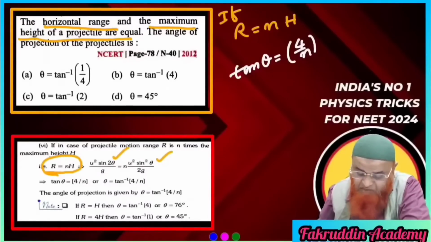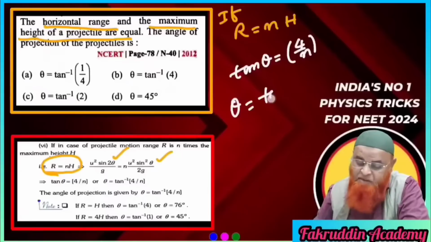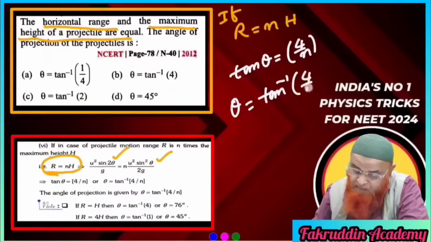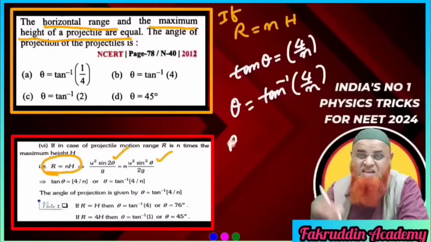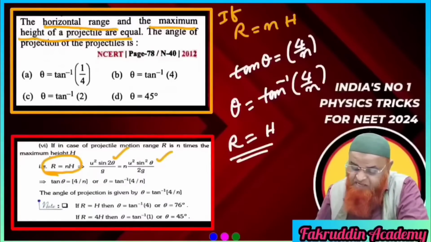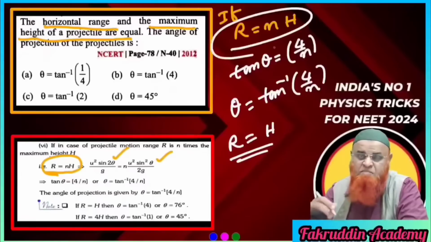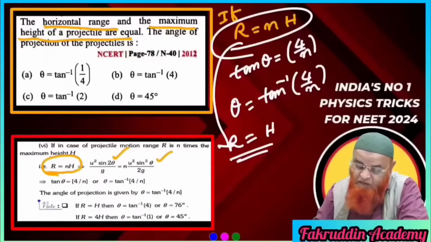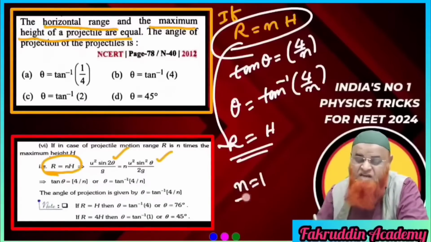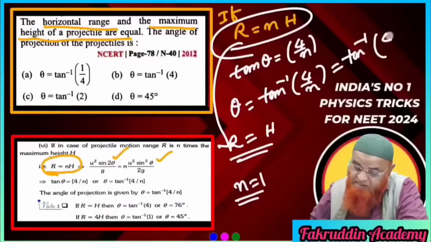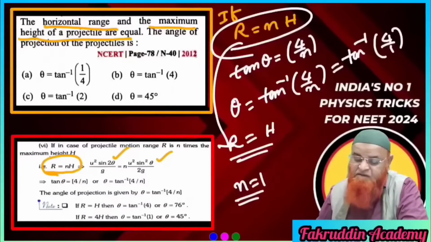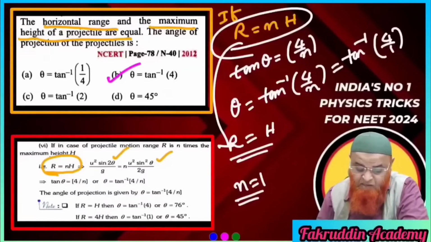After simplifying this, you will get tan theta is equal to 4 by n. That means theta is equal to tan inverse of 4 by n. But in our problem, it is given that range and height are going to be the same. What does it mean? It means that from this formula, if range and height are the same, n is going to be equal to 1. That means our answer is tan inverse of 4 by 1, which is tan inverse of 4. So your correct answer is option B.